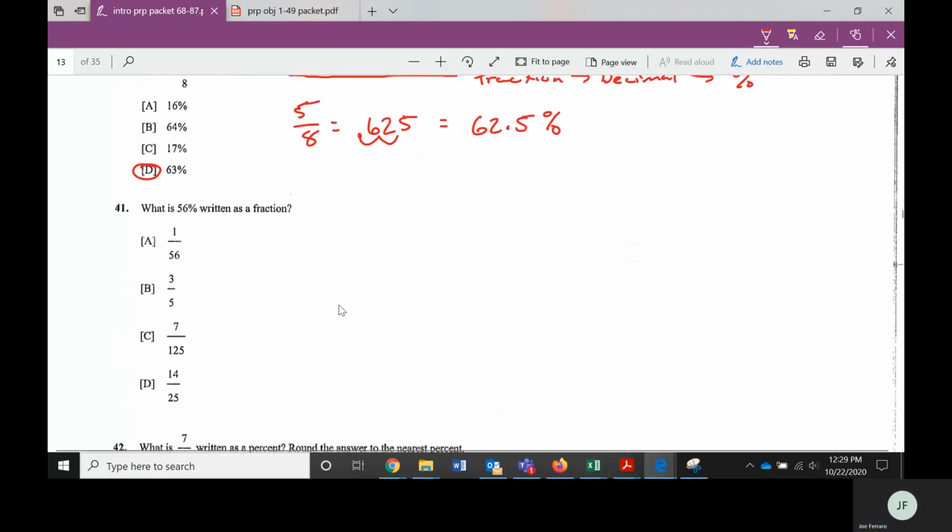Okay. I think we just do a couple more here. Review writing your percent as a fraction. So there are two ways of doing this one.